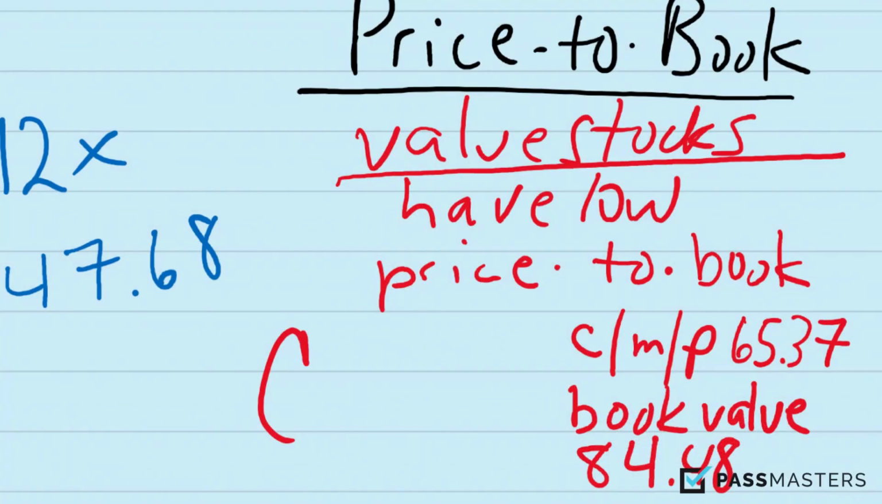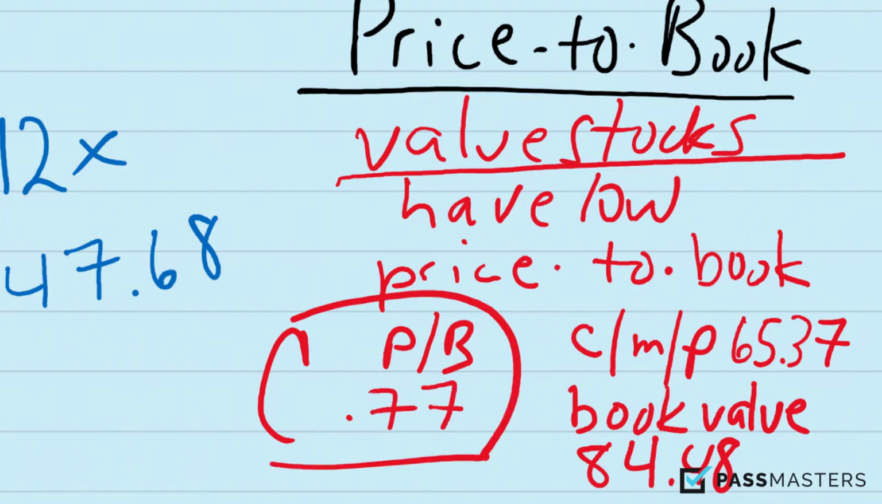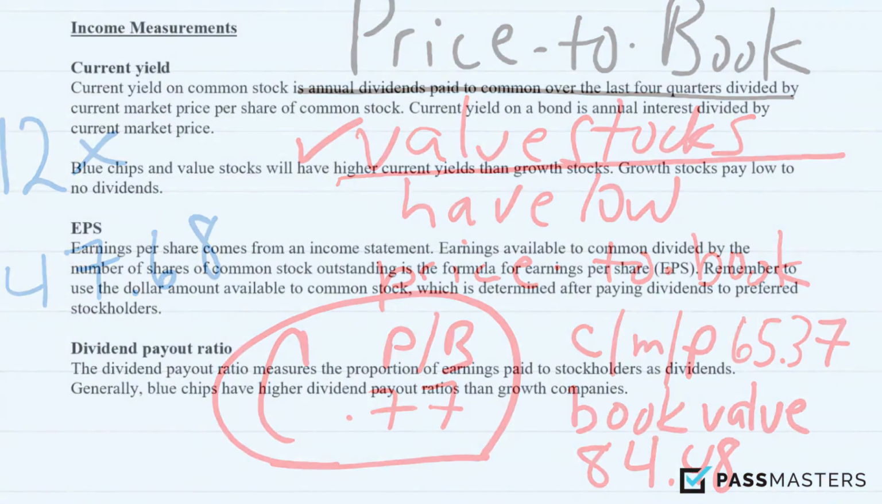If the current market price is less than its book value per share, it sounds like a value stock. It's undervalued. So you take the current market price divided by book value per share, and Citi's price to book ratio is 0.77, characteristic of a value stock.